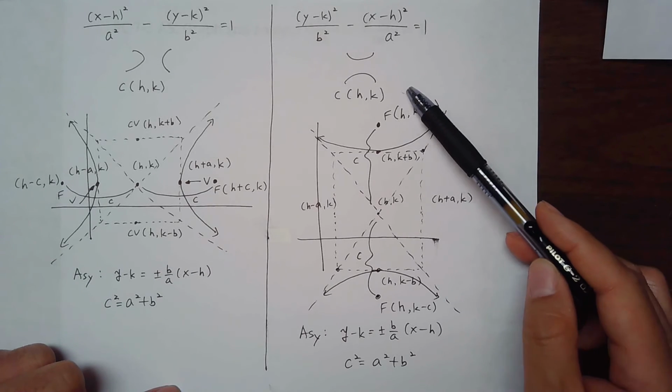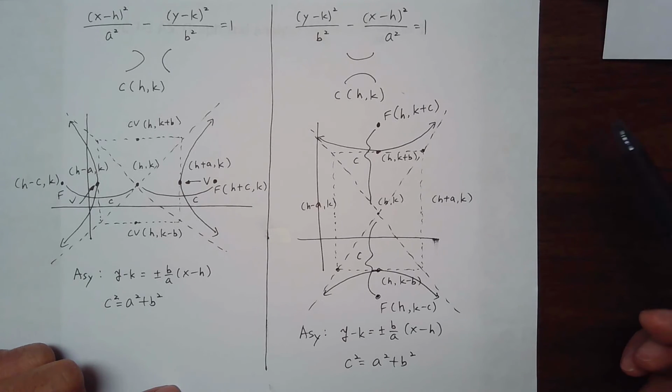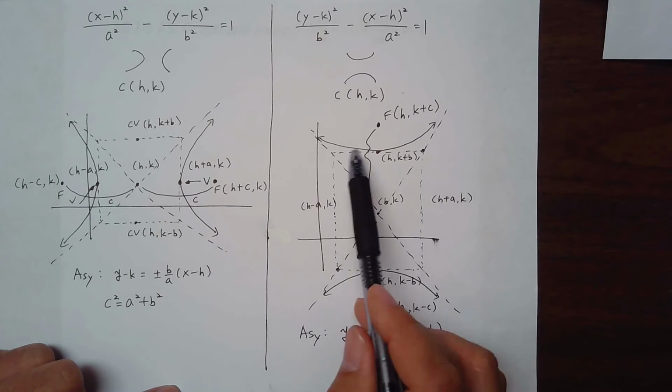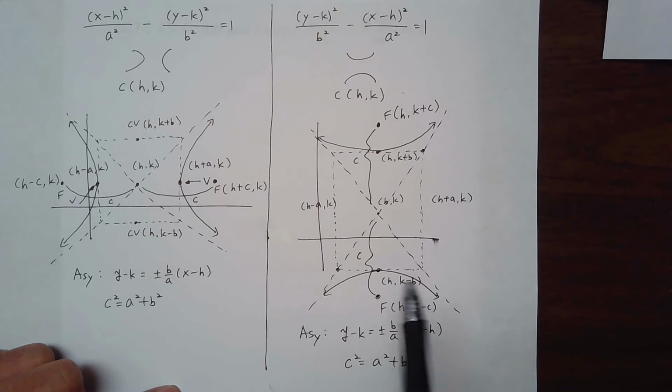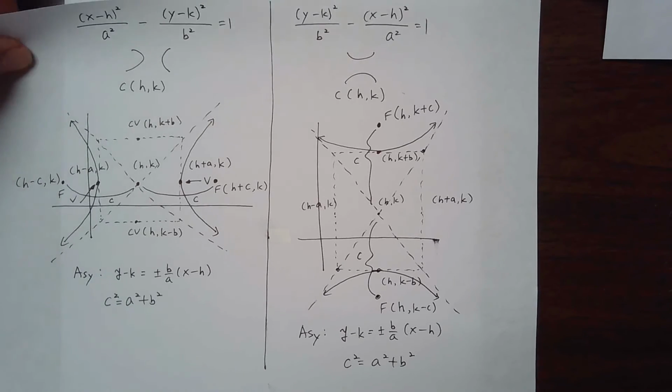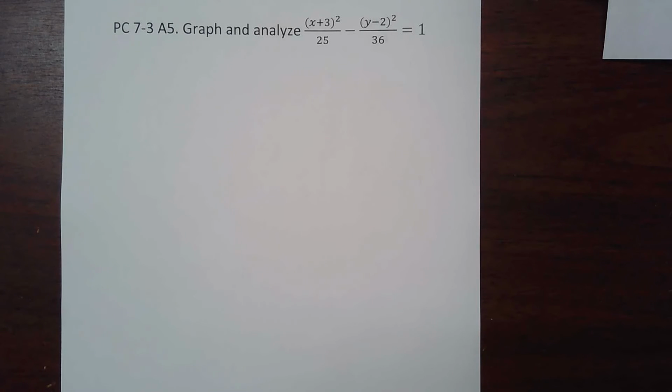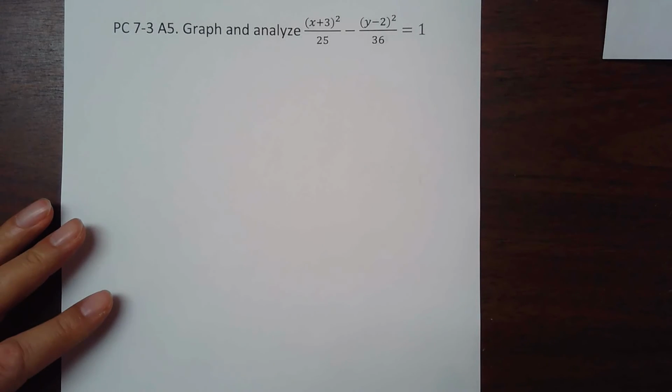Exactly the same thing with open up and down. The only difference is you have to apply the center as h comma k first, then draw the box, open up and down. Everything will be the same except you have to apply the shifting. So let's try to practice an example with shifting.